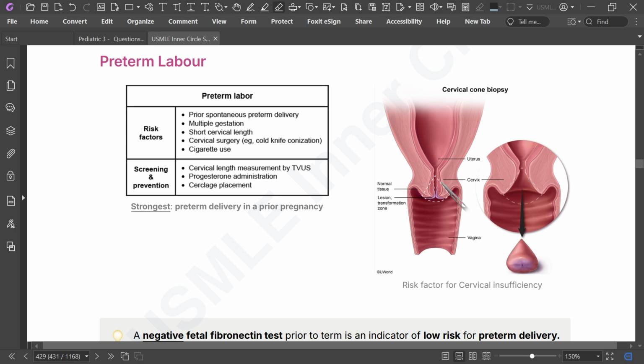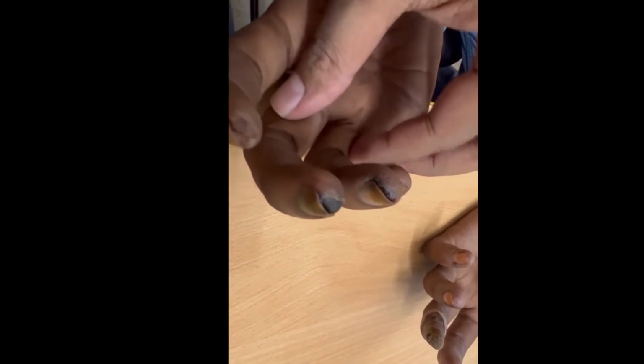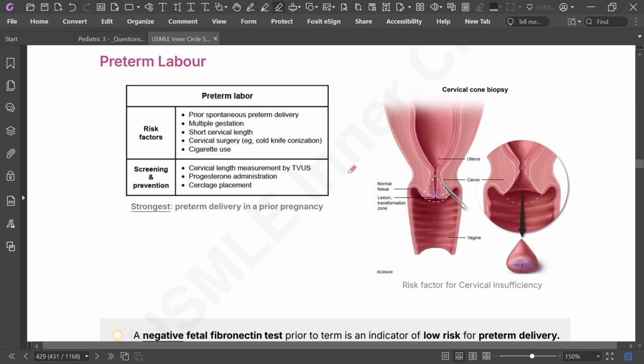Before jumping into the topic, look at this. Look at the hand of this patient. There is gangrene. Can you tell me the diagnosis of this patient? Okay, if you know, put it in the comment box. Preterm labor. What are the risk factors for preterm labor?